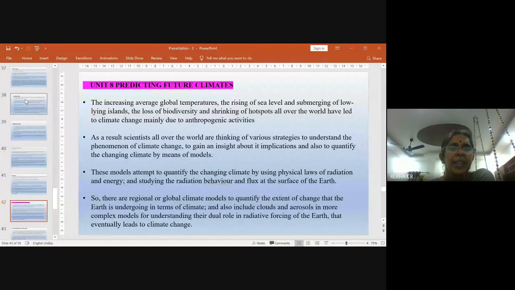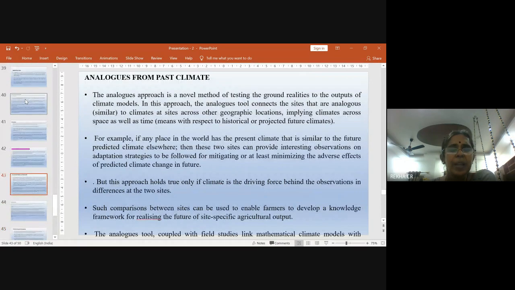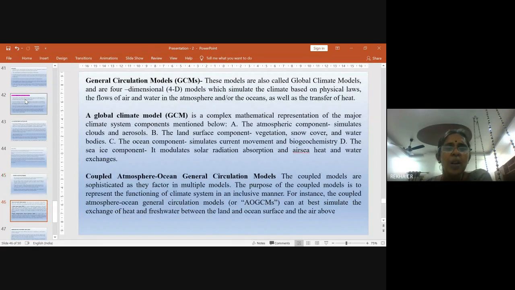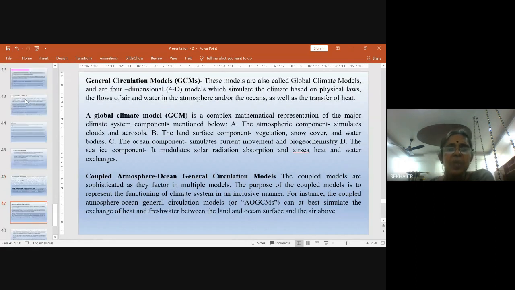The next one is predicting the future climate. So how to predict the future climate? By knowing the present and the past climate, using certain models which are called climate models. There are a number of climate models, but the two primary models are the Canadian model and the Hadley model project. Other than this, you have the energy balance model, radiative convective models, general circulation model, global climate model, coupled atmosphere-ocean general circulation model, etc.